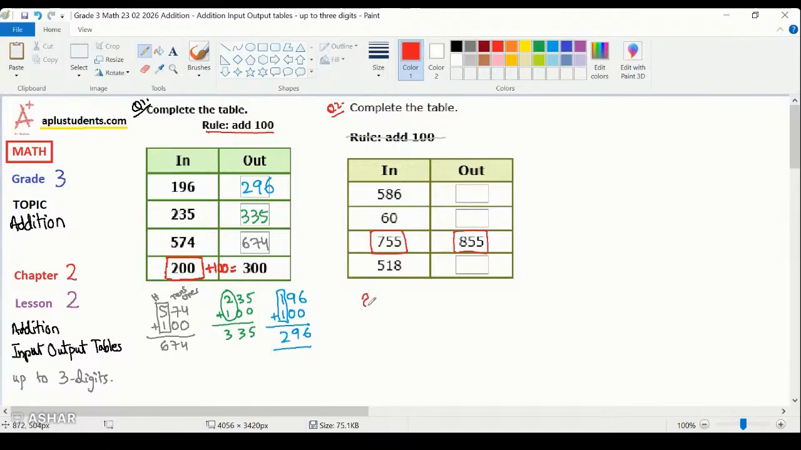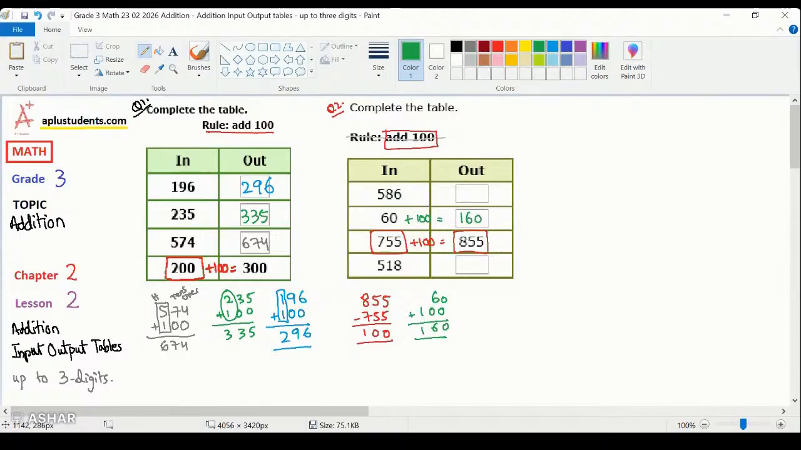So if we do 855 minus 755, we can find their difference. 5 minus 5 is 0, 5 minus 5 was 0, and 8 minus 7 was 1. That means there was a rule of adding 100, right? So what we would do is we would add 100 to each number. 60 plus 100, 160.